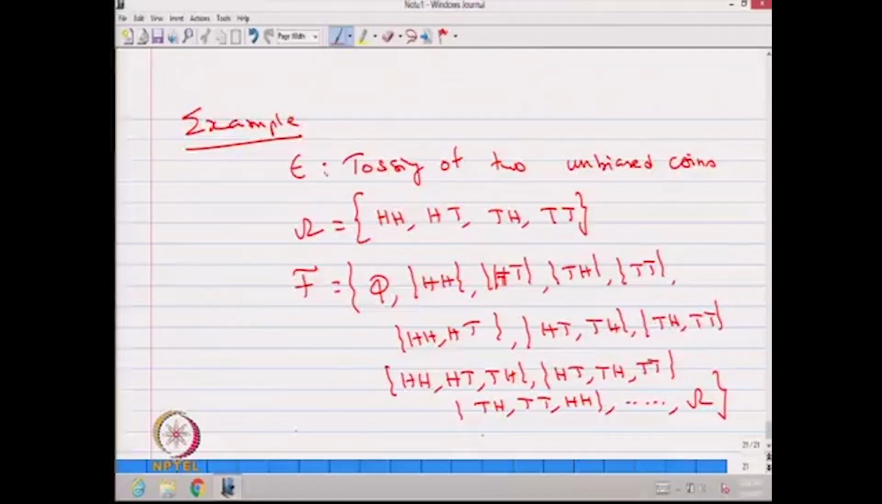So, for this problem, F is taken as the largest sigma field, which has number of elements 2 power 4, that is 16 elements. So one can fill in all the elements.